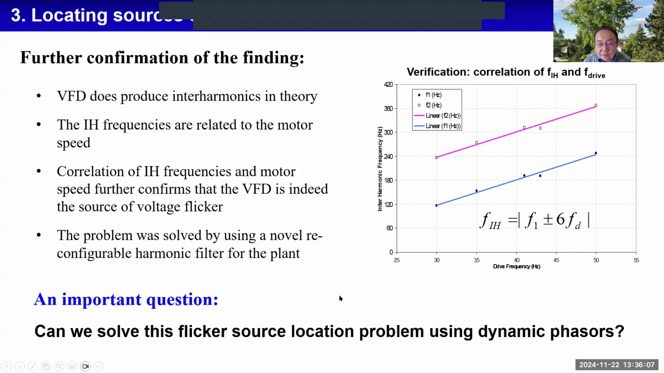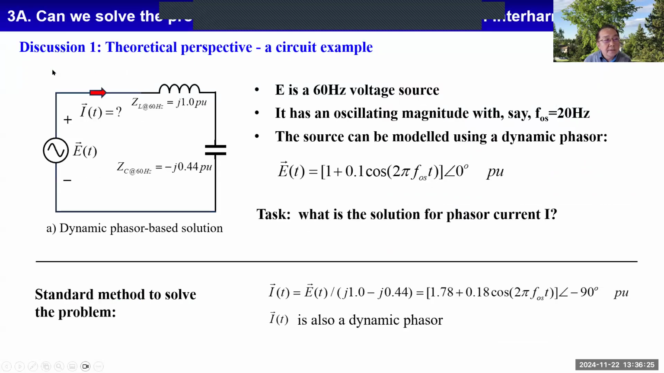Now, I want to discuss with you, because most of you work in the phasor domain, an important question: can we solve this flicker source location problem using dynamic phasors? I will answer this question using two examples. One is from a theoretical perspective.